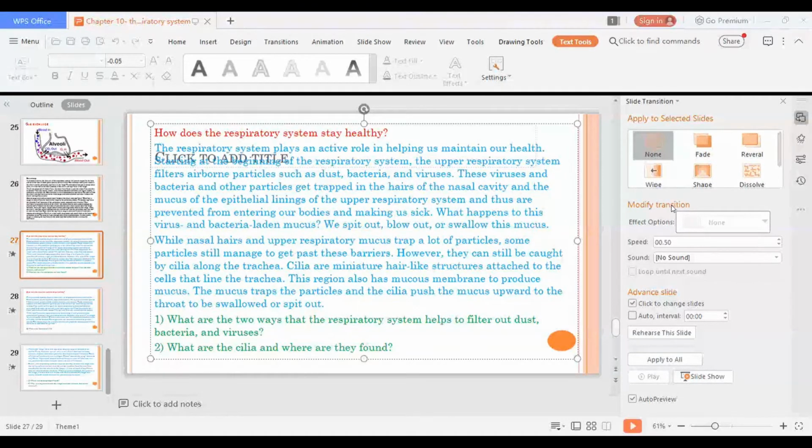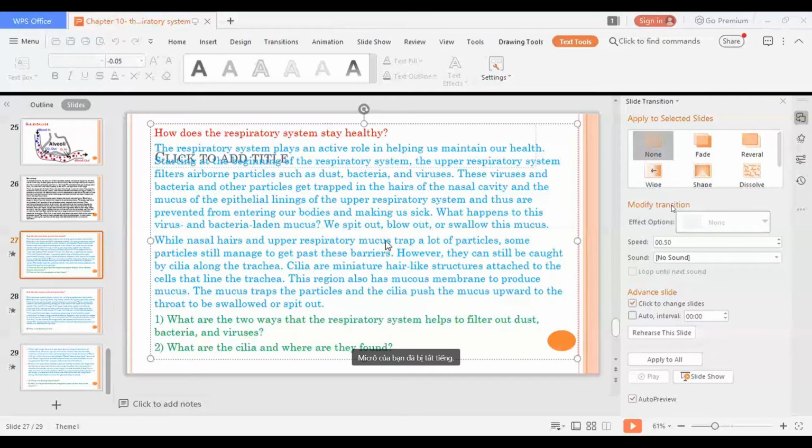That's right. So what is the second way? The second way is the mucus of the epithelial linings of the upper respiratory system. Yes, that's right. Second way is the mucus of the epithelial linings of the upper respiratory system. We have trap the particles too. Thank you.